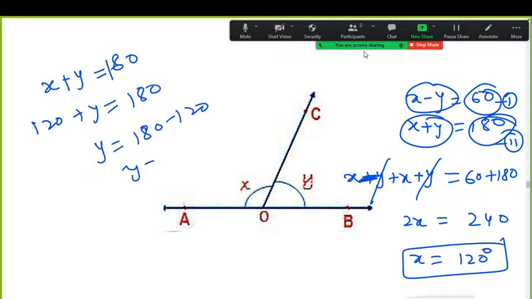This is a different approach to solve this question. We have used different approach. That's why I want you to focus properly here in this case.